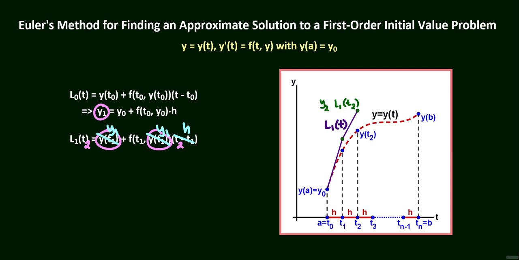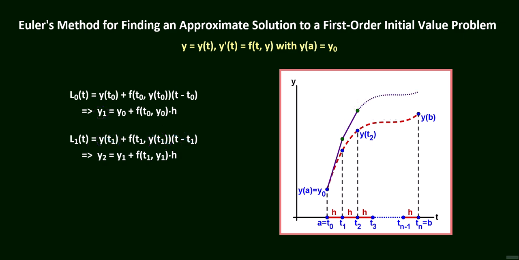Let y sub 2 be equal to L sub 1 of t sub 2, so that y sub 2 equals y sub 1 plus f of t sub 1, y sub 1 times h. We generalize this to get the recursion for Euler's method. If y sub k is the method's approximation for y of t sub k, then y sub k equals y sub k minus 1 plus f of t sub k minus 1, y sub k minus 1 times h. k goes from 1 to n.